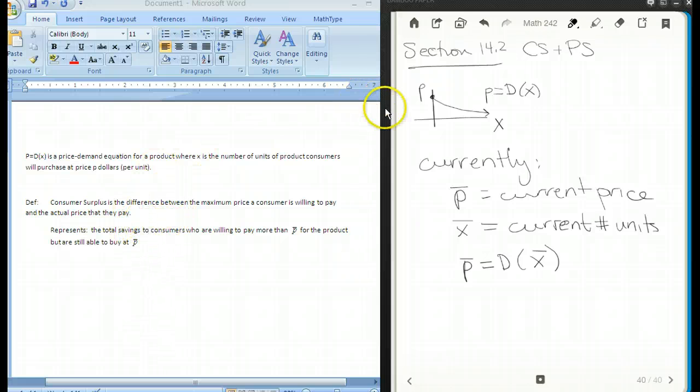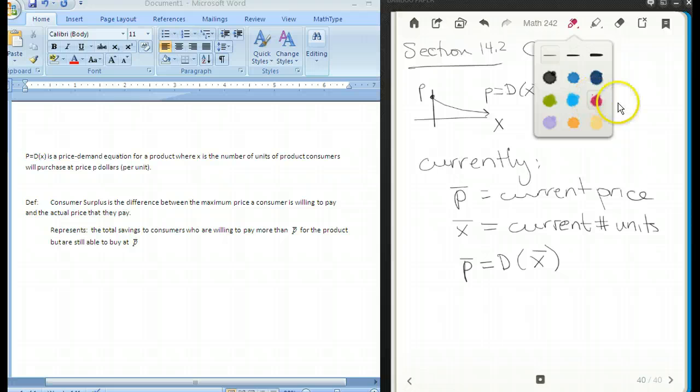So if we try to think about this graphically now, if we put this current price and current number of units on our demand graph right here, if we were to, I don't know where to put it, but if we just put a dot here, so let's pick a different color.